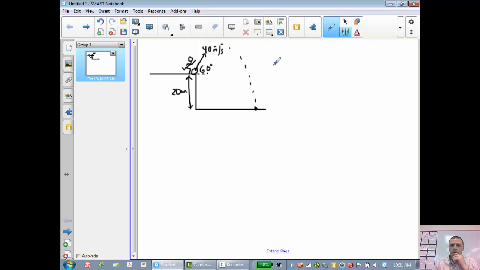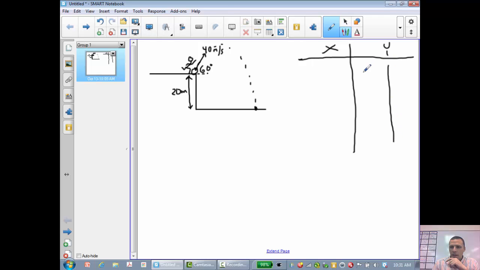First step is we're going to try to organize our information by doing a little chart that we've been doing. So X and Y, up and down. And to get the X and Y velocities, we need to do the components of 40 meters per second. So I'm going to do that over here. Vx equals V cosine theta. Vx equals 40 cosine 60. Vx equals, that turns out to just be 20.